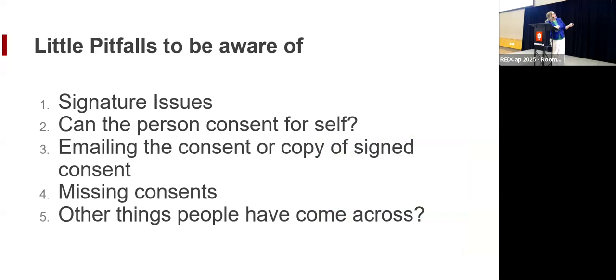So, let's see. Little pitfalls to be aware of. Signature issues. So you have somebody do an e-consent and you're like, okay, you do this ahead of time, we're going to meet with you. What we find sometimes is you go to look at the consent before the person comes in or does any study procedures, because it looks like it's complete. It shows that it's complete and everything. And you look at the signature and either the signature is not there or it's just maybe a little bit of a mark or a dot or something like that.